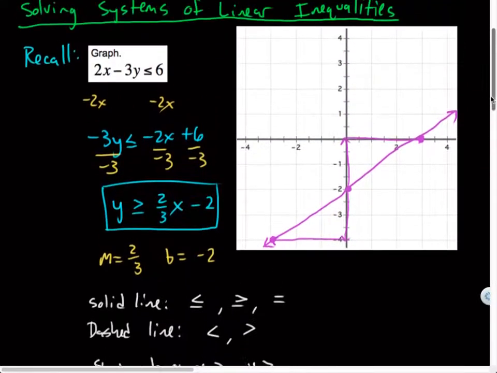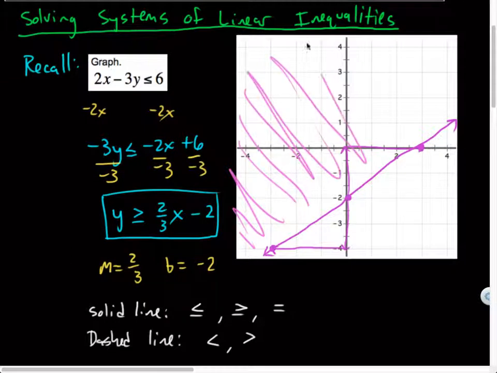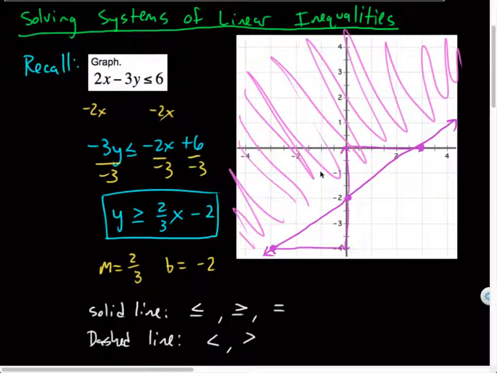So for our situation, we're going to shade above because of the greater than sign. I would shade something like this. And all of these points within this region are solutions of my original inequality, as well as hopefully this one if I didn't make any mistakes.